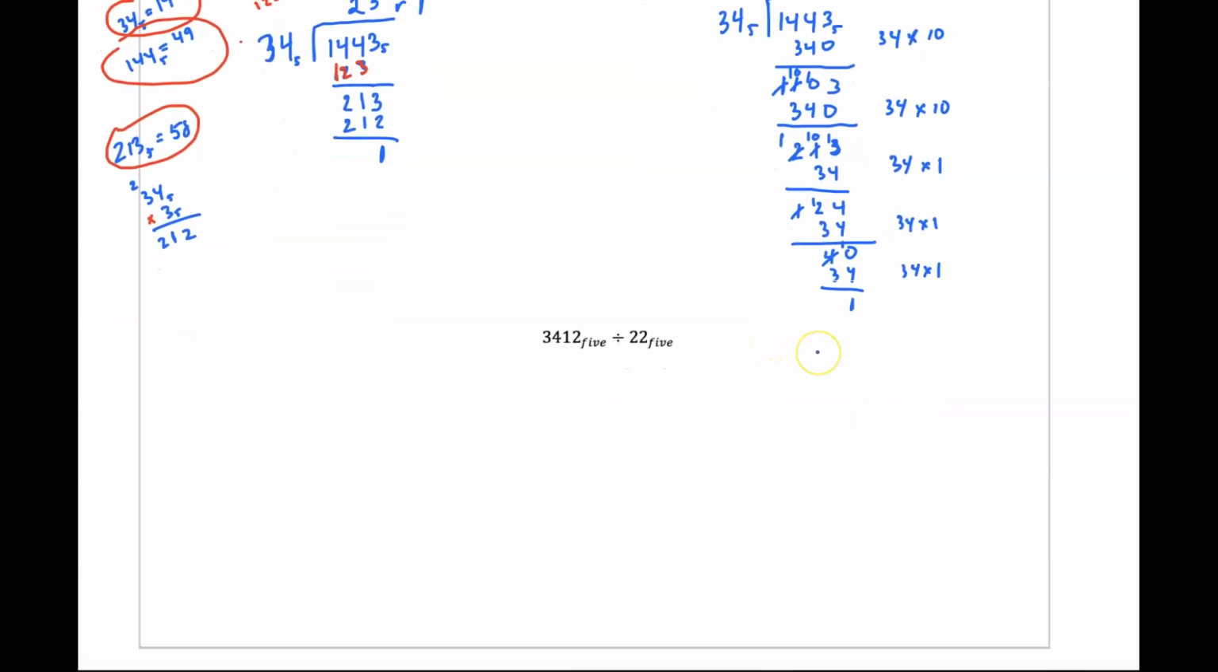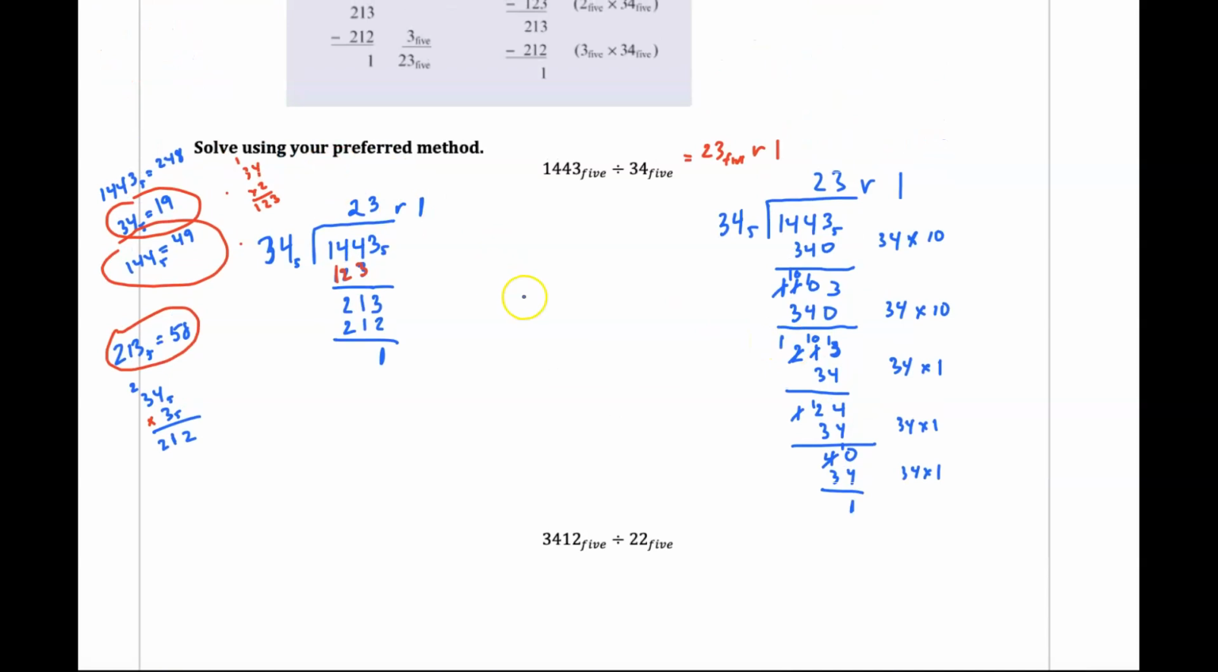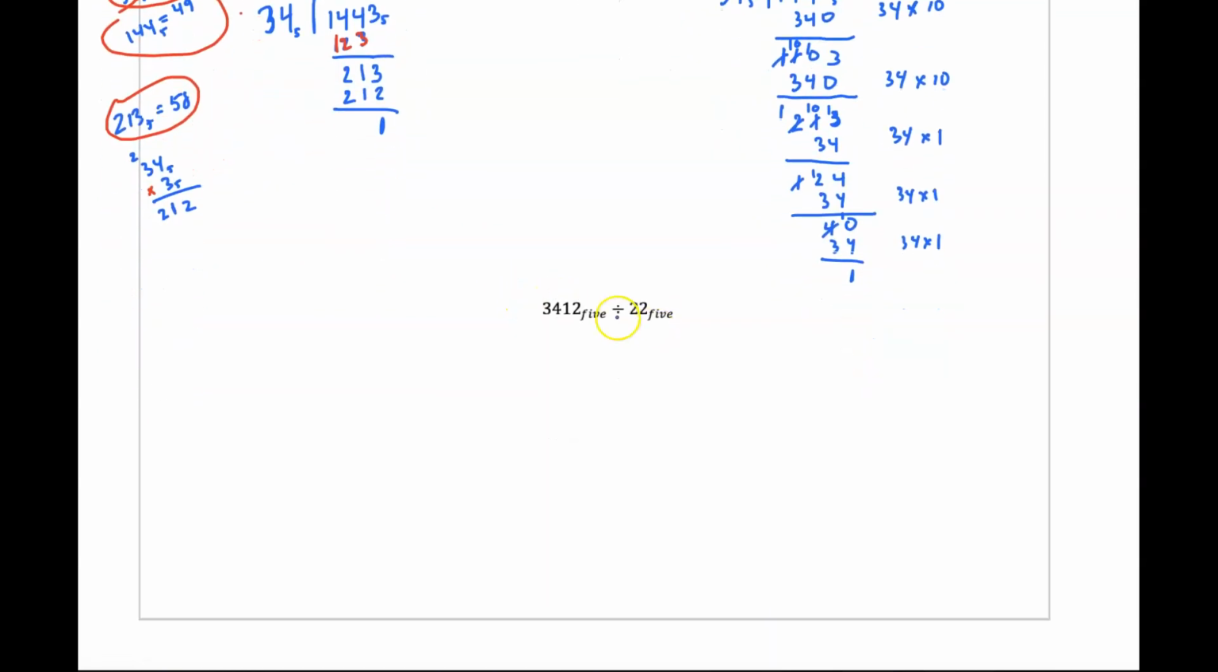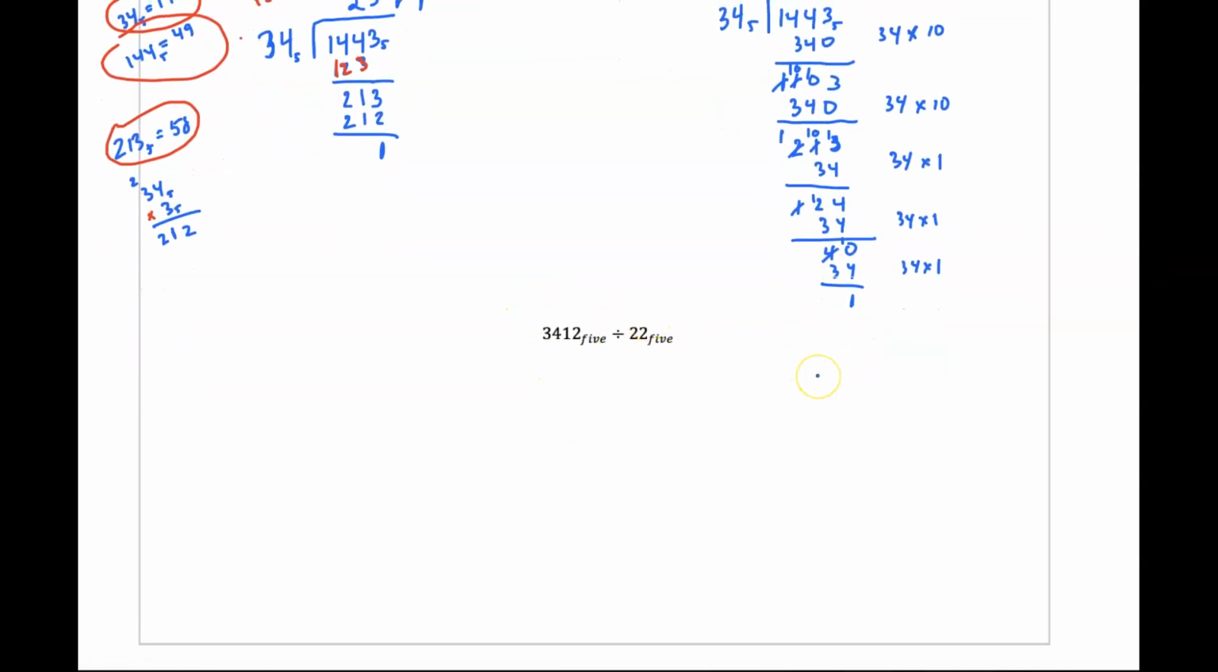And then, again, I would just use your preferred method to do long division. Since we're still beginning, I would use a scaffold method here to get an answer. You have 22, 3, 4, 1, 2. Those are all base 5. And I know for sure it goes into it 10. Actually, 22 times 100 would give me that.